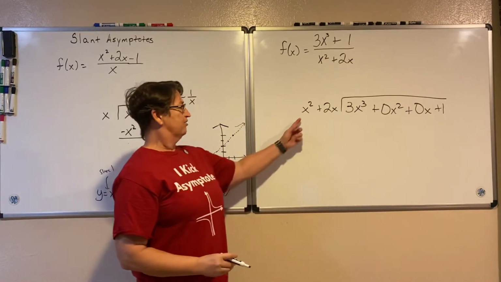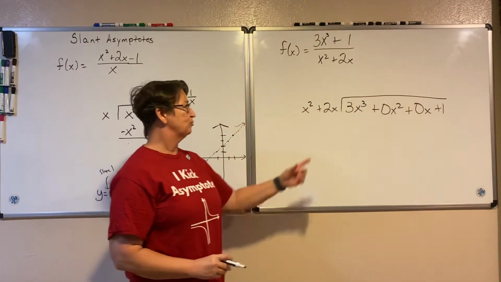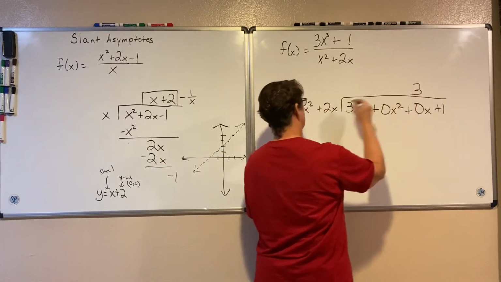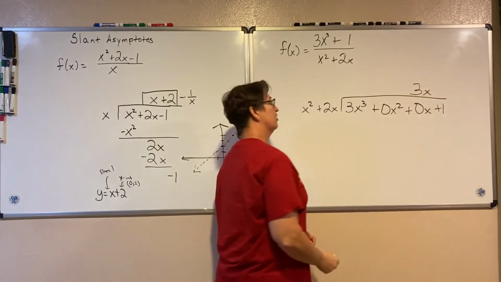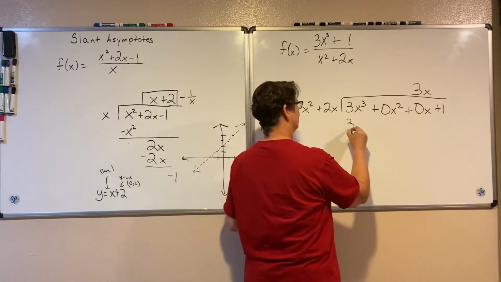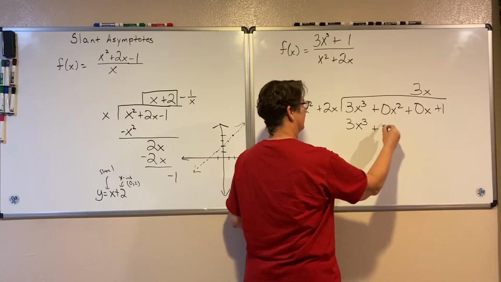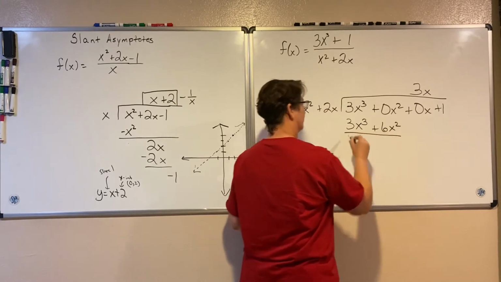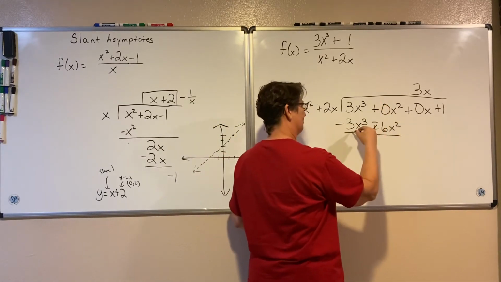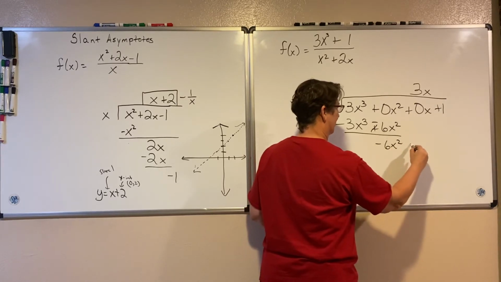Then we just ask ourselves, how many times does x squared go into 3x cubed? In other words, what would I multiply this by to get to that? Well, I would need to multiply by a 3 and an x. So 3x times x squared gives me 3x cubed. 3x times 2x gives me 6x squared. Now we subtract. So that becomes 0, and this leaves us with a negative 6x squared. Bring down your next term.